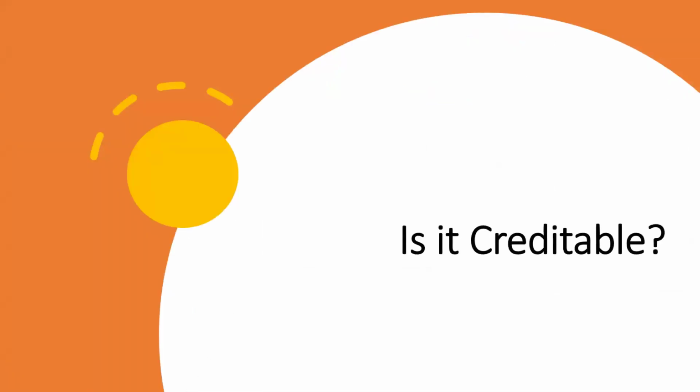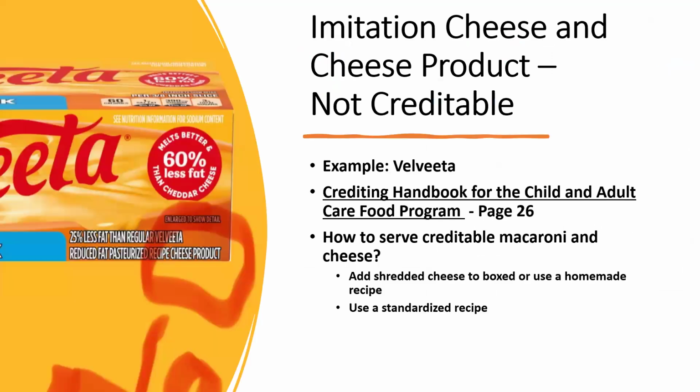I'm going to go into a few examples of common foods that are served and that are sometimes confusing to individuals, whether they credit or not. So the first example is imitation cheese and cheese products. These we see fairly often. They are not creditable. It's processed cheeses like Velveeta, not creditable. This is one with a common misconception because I think it's enough cheese product. It does not count.